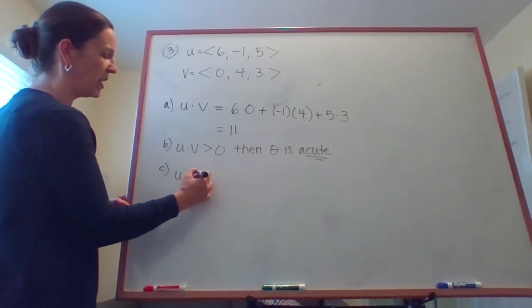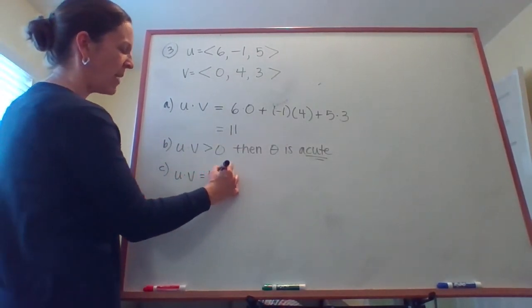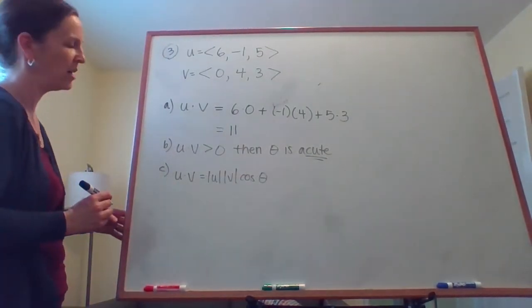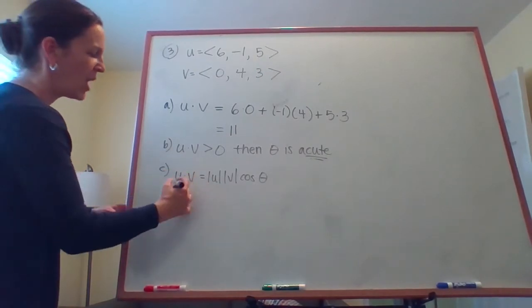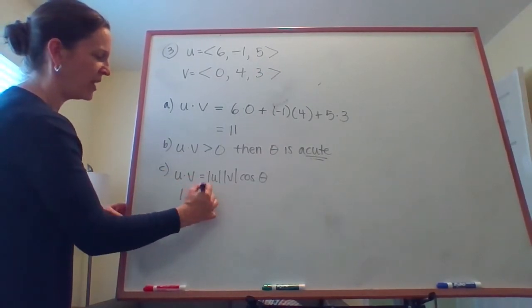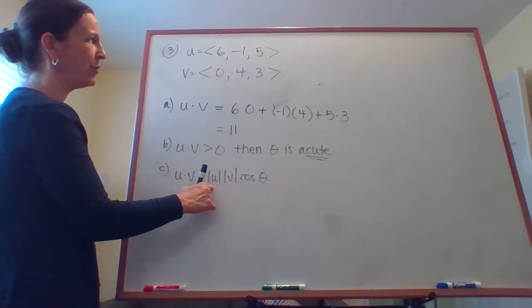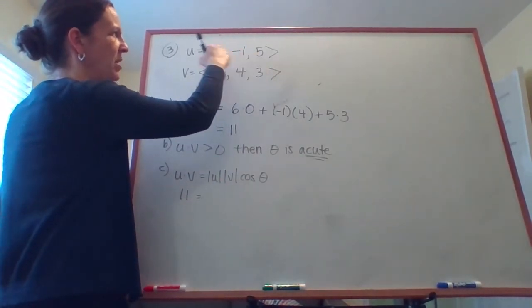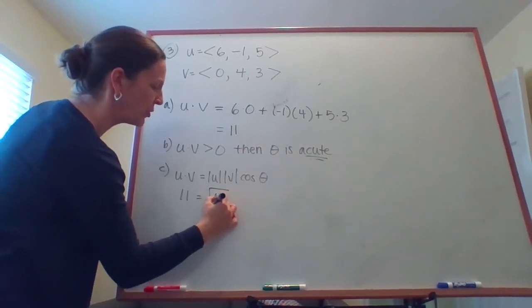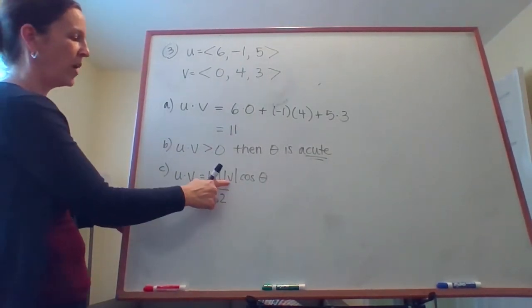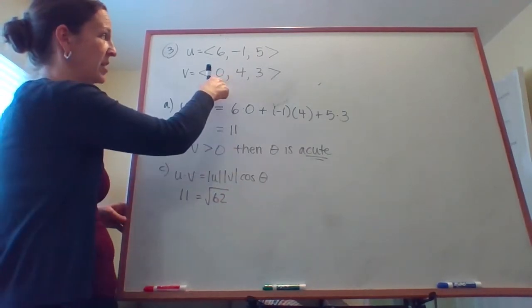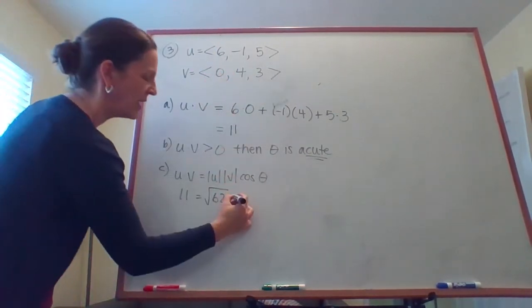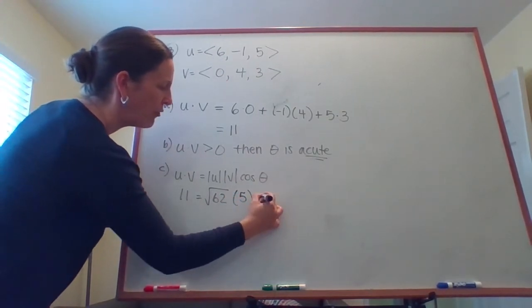So we're using the formula that u dot v is the magnitude of u, magnitude of v, cosine theta. That's the dot product formula from 11.3. When I fill in what I know, this is 11. If I find the magnitude of u, that's 6 squared plus -1 squared plus 5 squared, take the square root of that. I ended up with the square root of 62. When I take the magnitude of v, 0 squared plus 4 squared plus 3 squared, and take the square root of that, I end up with a magnitude here of 5.